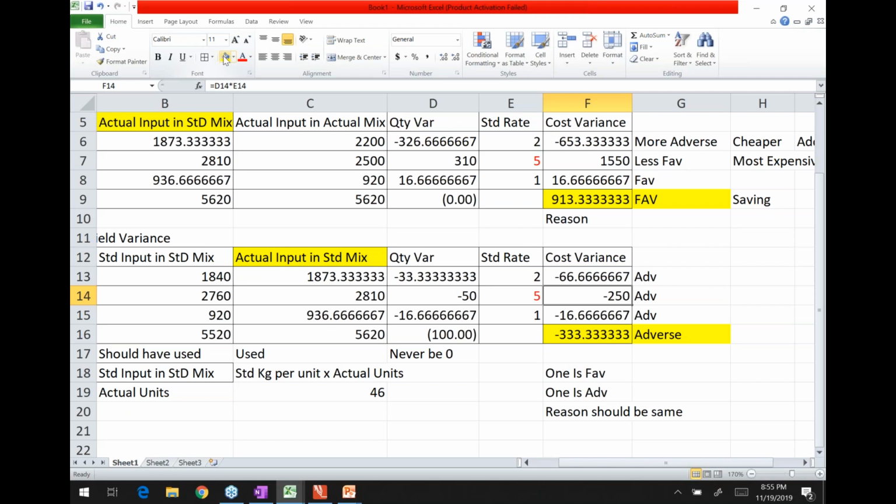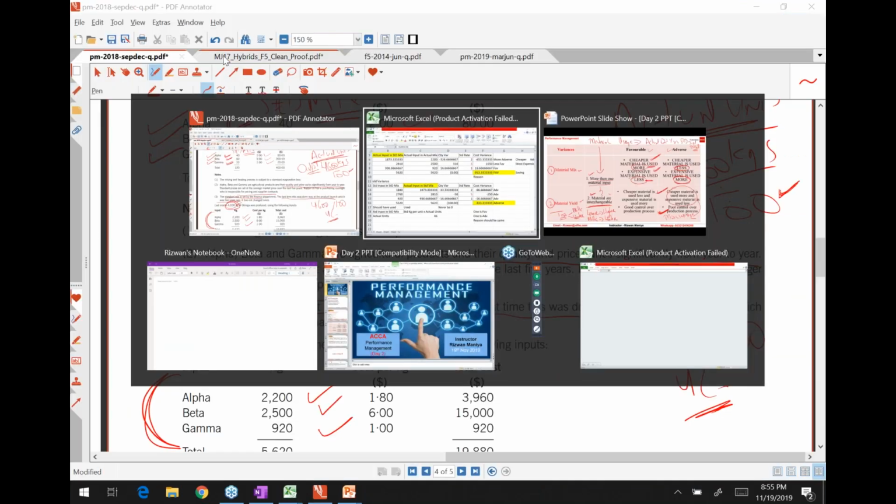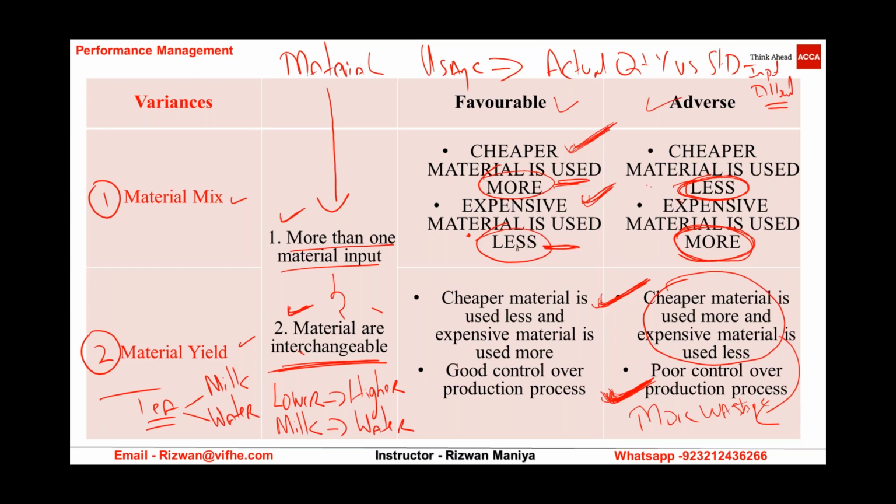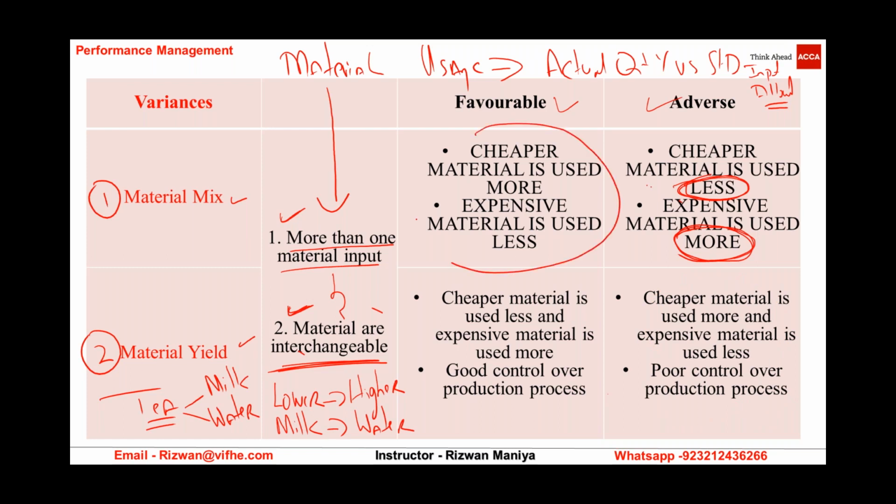One is favorable, one is adverse, but this is not enough. The reason should be the same. So let's have a look. Why is mix favorable? If I go back, why is mix favorable? For mix, there is just one reason, and the one reason is cheaper material would have been used more and expensive would have been used less.